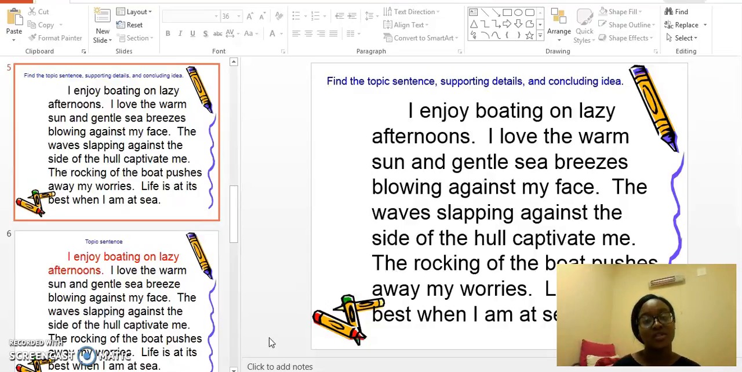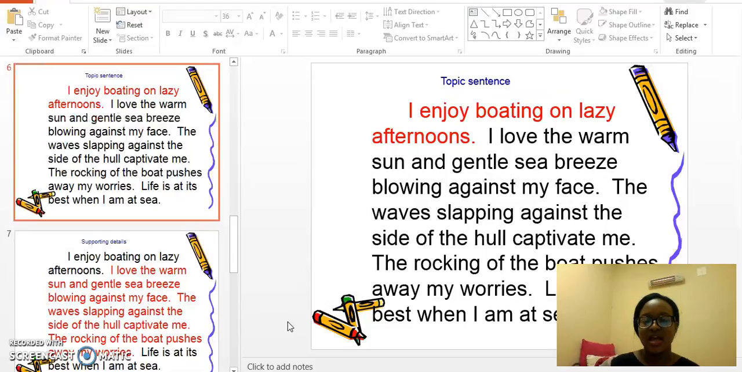I enjoy boating on lazy afternoons. I love the warm sun and gentle sea breezes blowing against my face. The waves slapping against the side of the hull captivate me. The rocking of the boat pushes away my worries. Life is at its best when I'm at sea. Right.